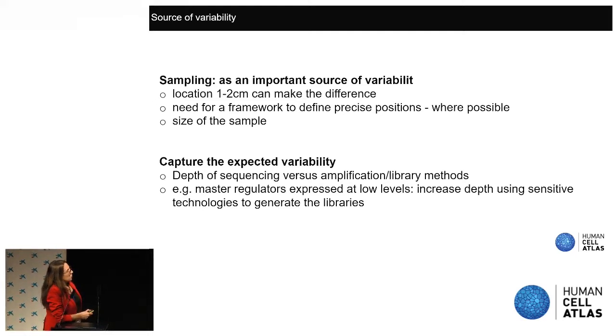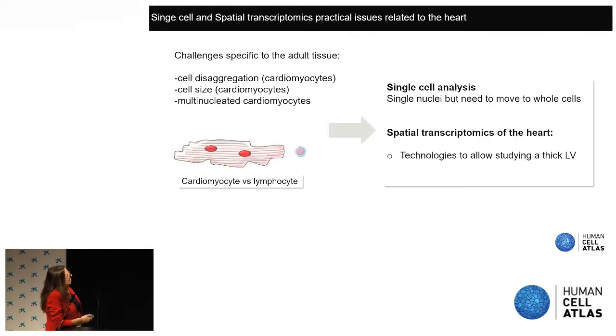Are we sure we're capturing the expected variability? There are some cases in which people have reported that with the current technologies, they're not able to capture genes expressed at very low levels. And in some cases, a gradient of expression throughout the chambers of the heart hasn't been captured. So in my opinion, we have to keep in mind that we need to run different technologies, not just the usual ones. In some cases, we'll have to sequence deeper and generate libraries in different ways.